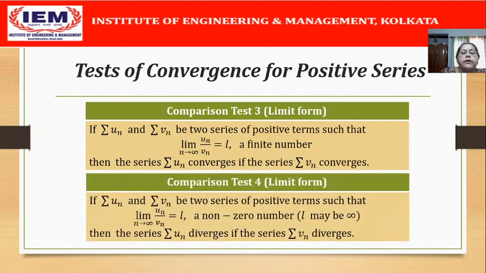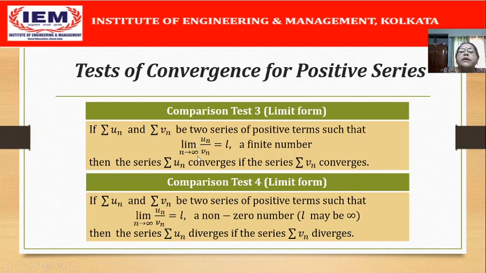The next one: if sigma un and sigma vn be two series of positive terms such that again limit n tends to infinity un by vn equals L, where L is now a non-zero number, so it cannot be zero, but L may be infinite. In that case, the series sigma un diverges if the series sigma vn diverges.